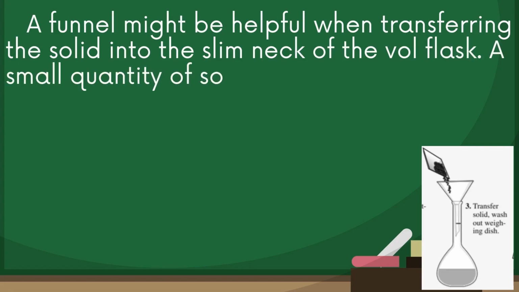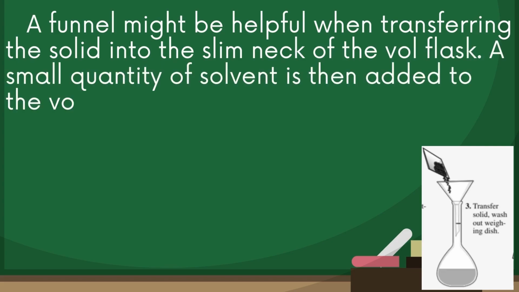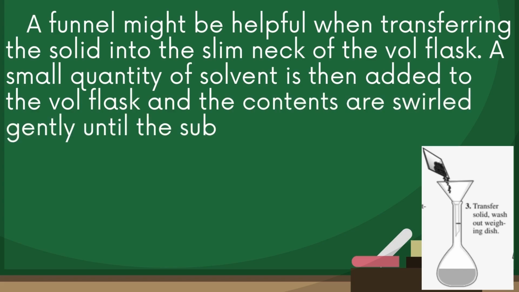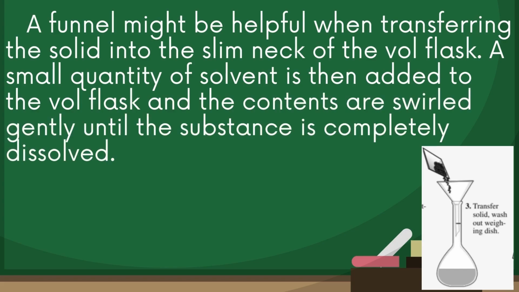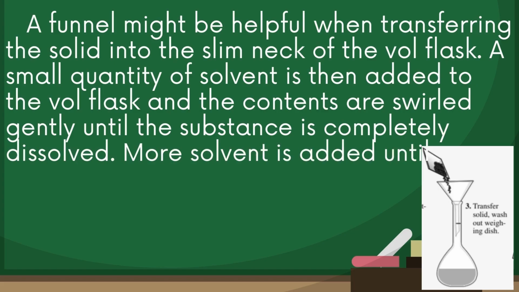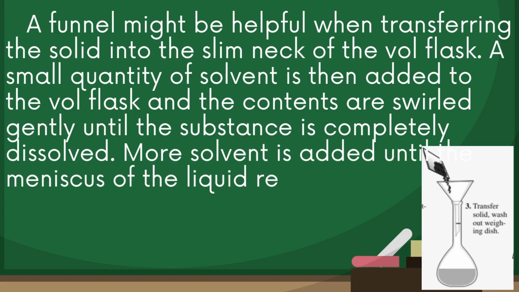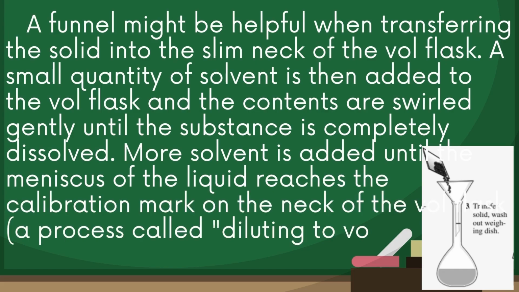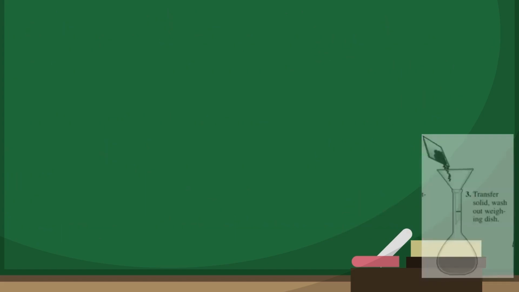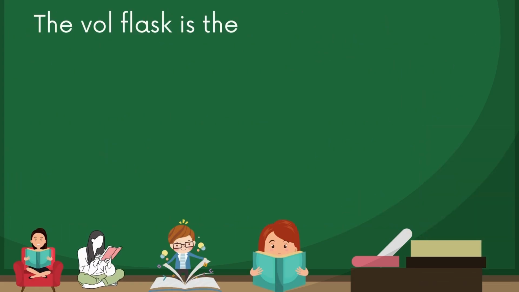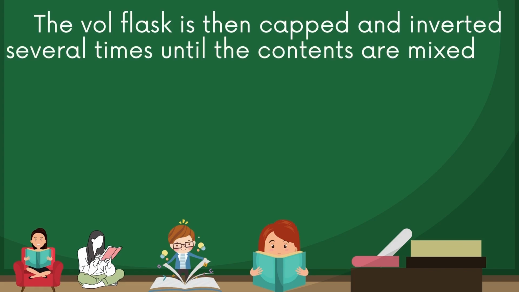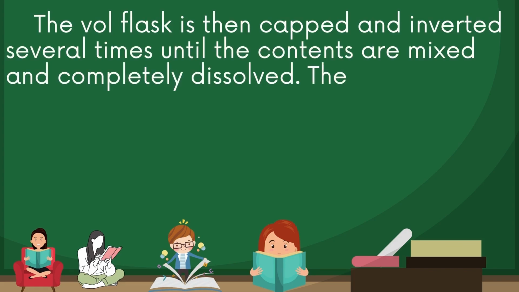A small quantity of solvent is then added to the ball flask and the contents are swirled gently until the substance is completely dissolved. More solvent is added until the meniscus of the liquid reaches the calibration mark on the neck of the ball flask, a process called diluting to volume. The ball flask is then capped and inverted several times until the contents are mixed and completely dissolved.